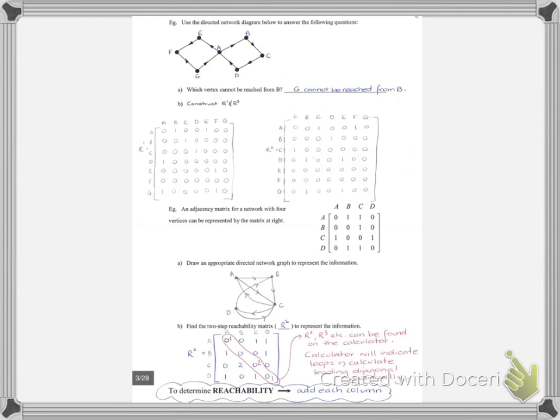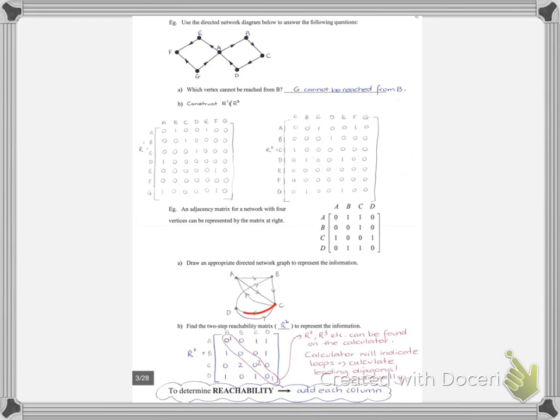So we were looking at a reachability matrix, a two-step reachability matrix over here, and how it related to this diagram. Now the idea here was this 2 represents the fact that we can reach B from C. So from C we reach out towards B. So B has been reached from C in 2 steps, 2 different ways. Let's have a look at how that is the case.